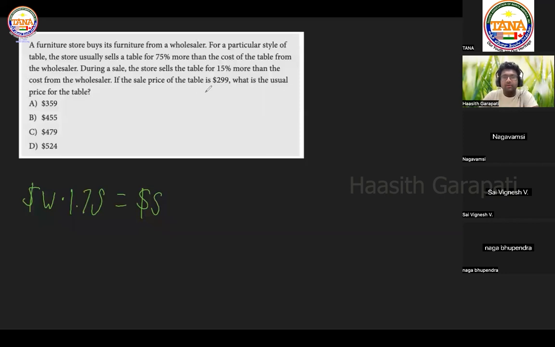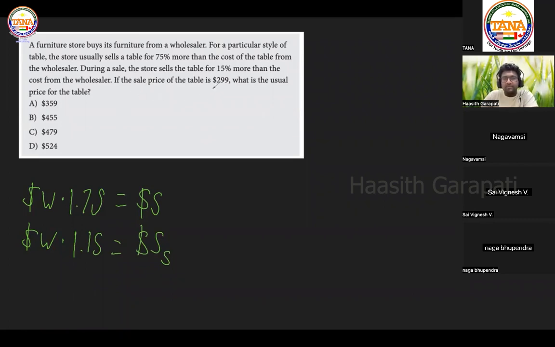Okay, and then during a sale, the store sells the table for 15% more than the cost from the wholesaler. So wholesale price times 1.15 is going to be the store price at a sale. So although it's 1.15, it's still being increased. Overall, the sale price is lower than the original store price.